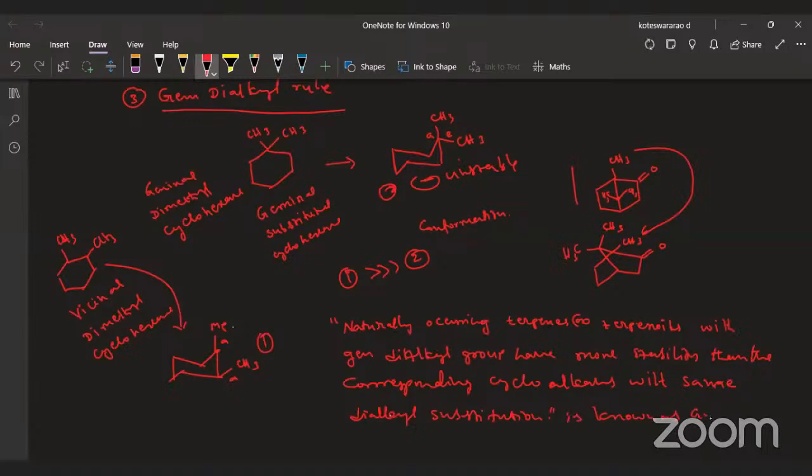Gem dialkyl rule. Here they are termed as gem dialkyl. An alkyl group is any R group present on the same carbon. The simplest R group is methyl, so I'm taking simple methyl groups for explaining this. Not only methyl, sometimes ethyl groups or propyl groups are there. Commonly alkyl groups are considered, and that is the reason we call it the gem dialkyl group. I think you followed.